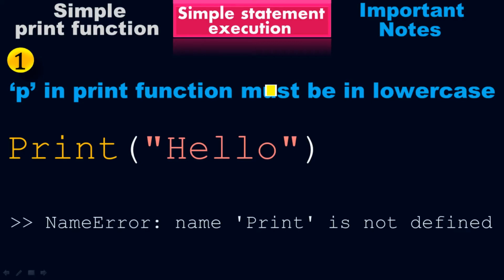Look, we are going to do some important points. They must be noted. Point number 1. P in the print function must be in lowercase. It shouldn't be in uppercase. This P must be in lowercase. If you put P in capital, print of hello, and then when you run the program, you will get name error in the output. You won't get any answer. You will get an error which is called name error.